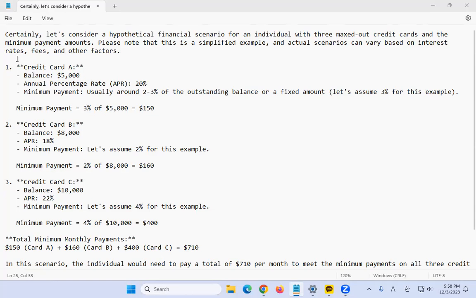So what I did is I typed in ChatGPT, please come up with the financial scenario of an individual with 3 maxed out credit cards, and we got these 3. So credit card A, B, and C, you can see the balance, the percentage rate, and then the minimum payment. And then if you add all of these up, it's $710 of payments in total.